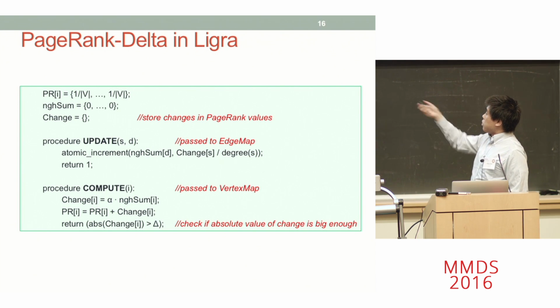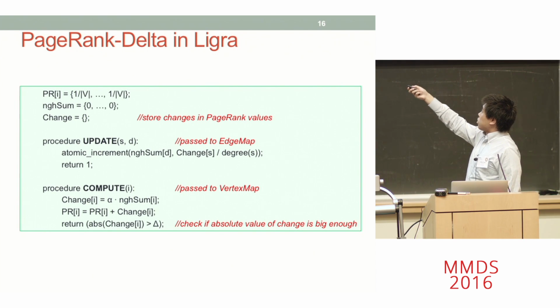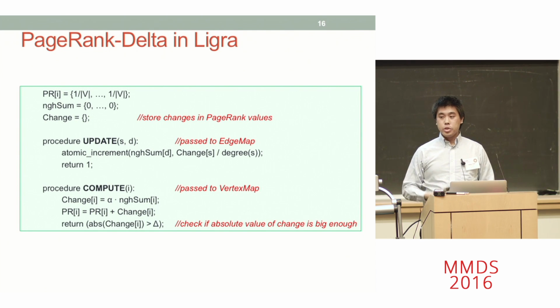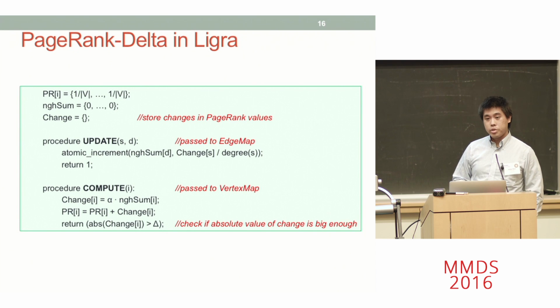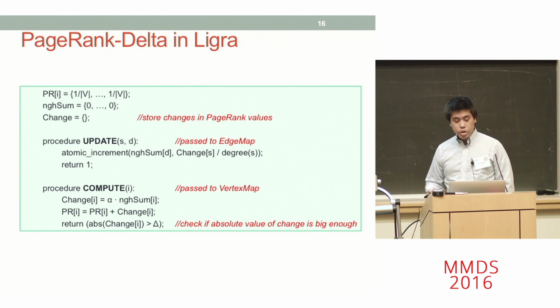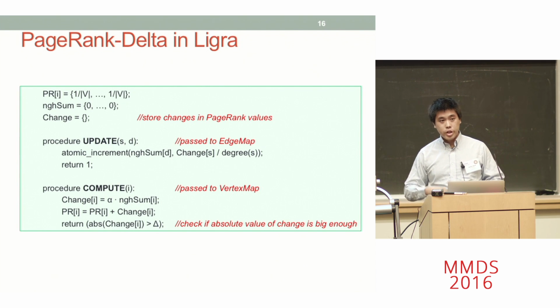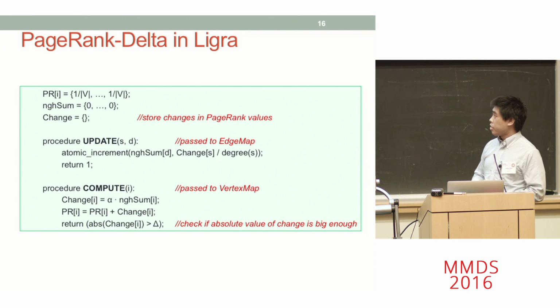So we have to change the update and the compute function. So the update function was the function passed to EdgeMap. So now instead of passing our PageRank value to our neighbors, we're going to pass a change in our PageRank value to our neighbors. The compute function is still going to take all of these changes and do some local computation on it to figure out the vertex's new PageRank value.